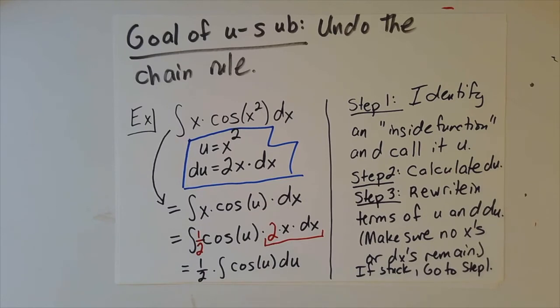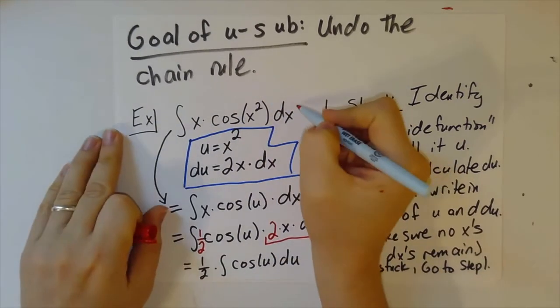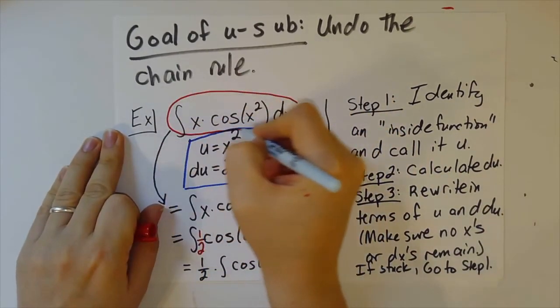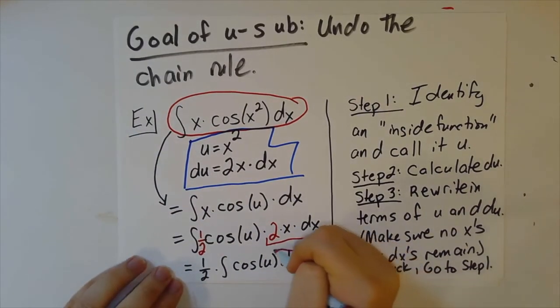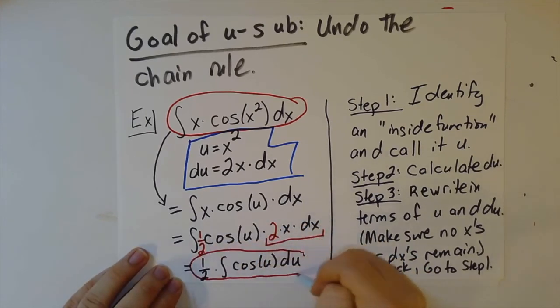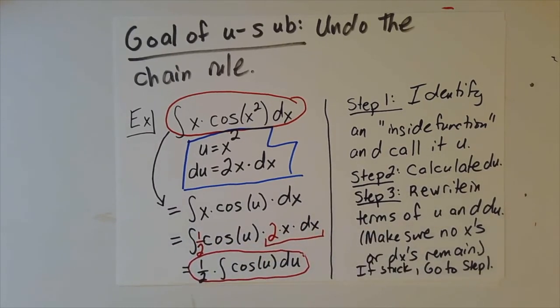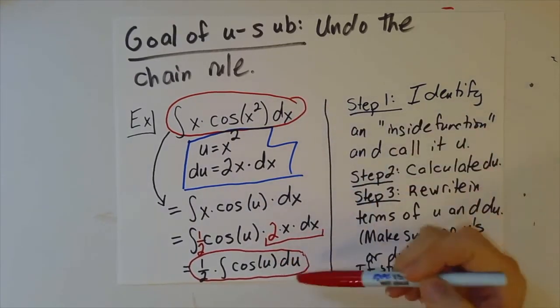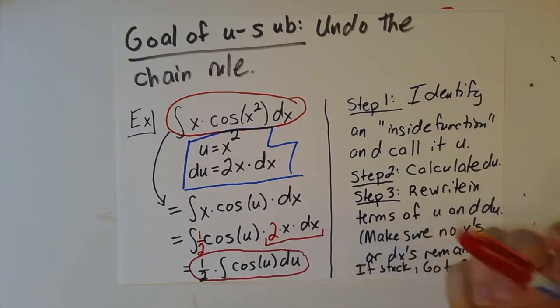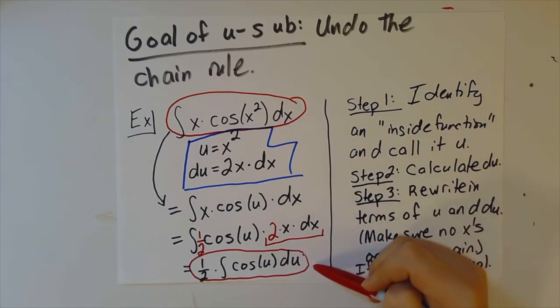And so this is what I meant by translating the integral. This was our integral to start with, x times the cosine of x squared dx. And this is now the integral that we're left with, the integral of cosine of u du. And so the hope is that I successfully translated this integral, and that this is now an integral that I can do.